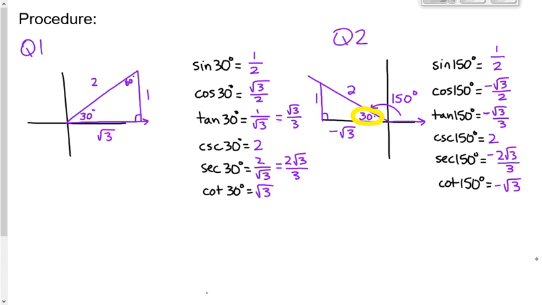So anytime you need to find any of those values, you're going to draw the picture, make the reference triangle, label the sides, and then you can find any of those numbers you want.